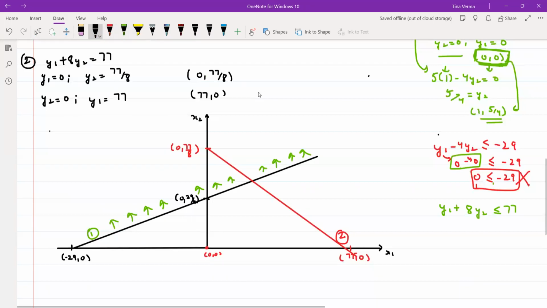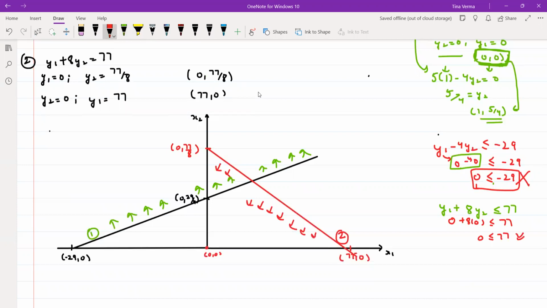Now in this case, if you substitute y1 as 0, this is 0. So your 0 is less than 77, which is true. That means this line will come towards the origin. Now for both the constraints, that x1 and x2 should be greater than 0 and the constraints should be satisfied, you can notice only this is the region where both the constraints are satisfied.